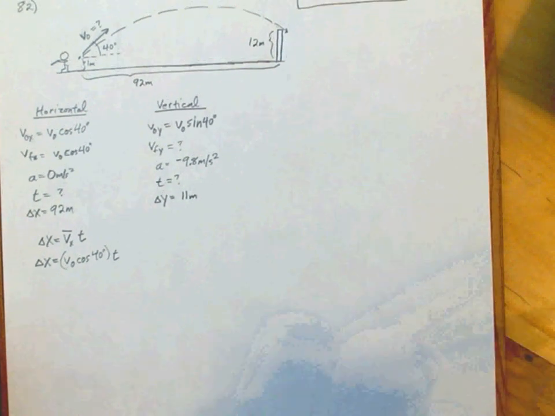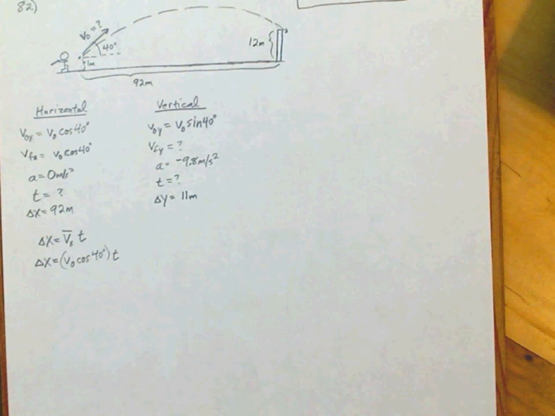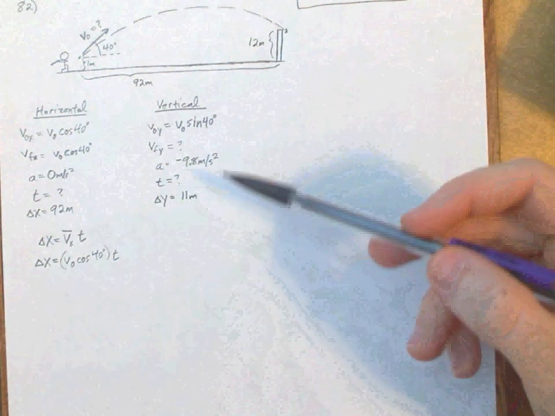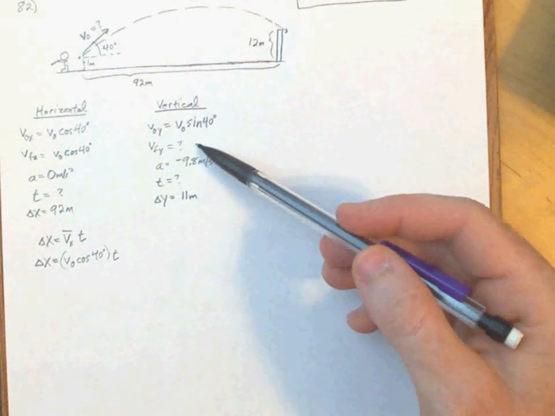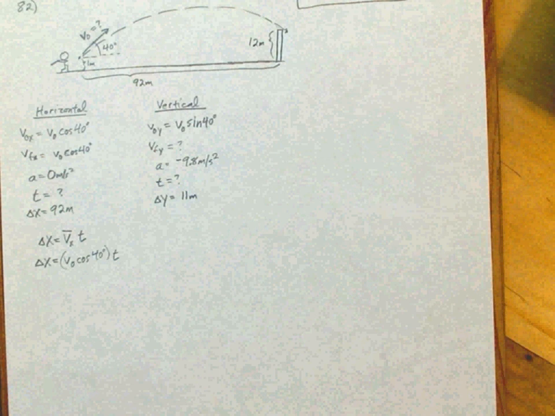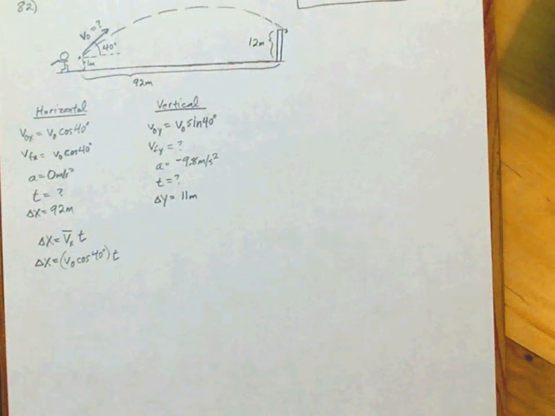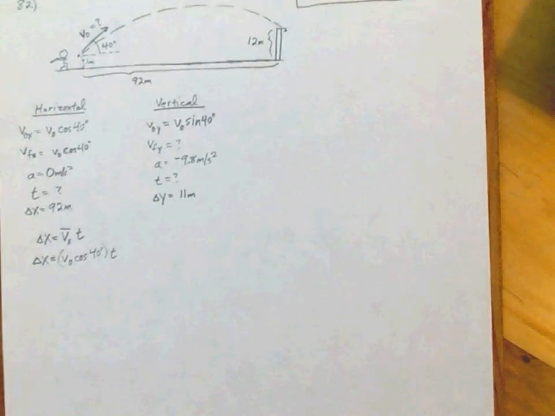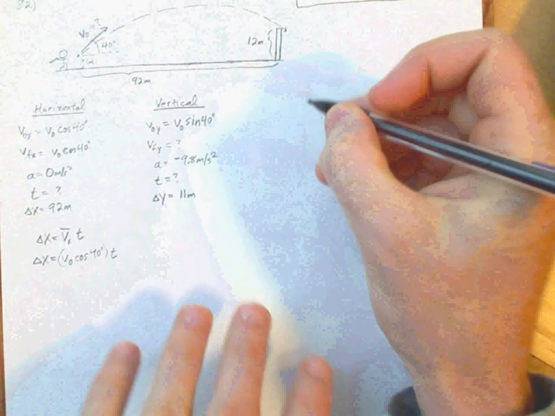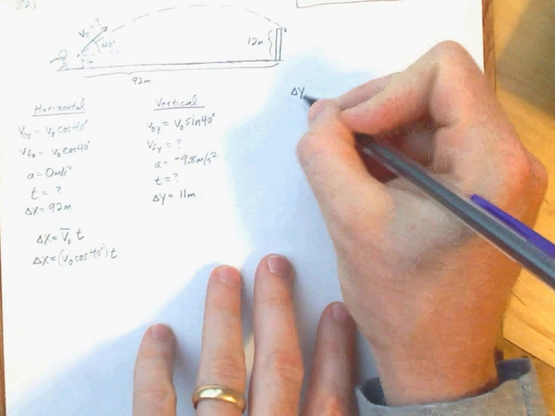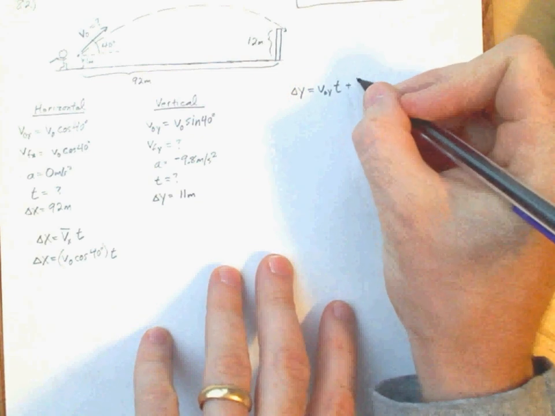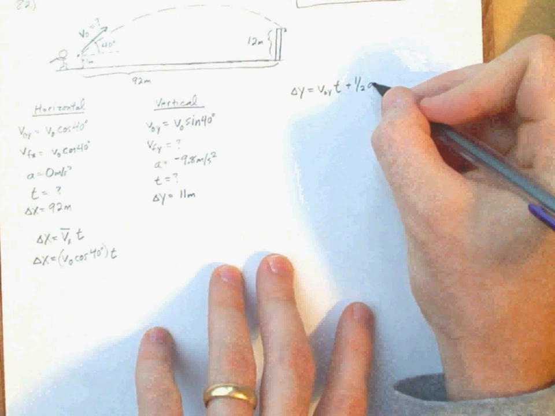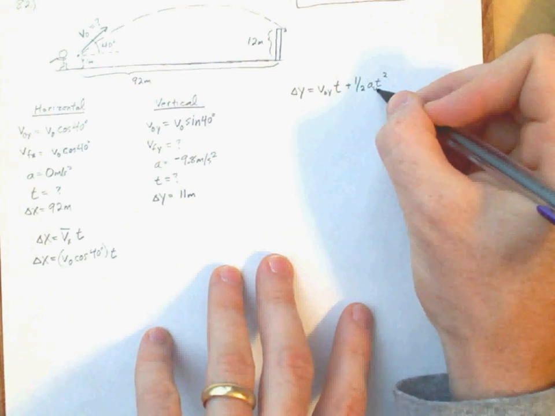Now let's try the vertical motion this time. Vertically, there's a multitude of things I can try. Since I know delta y, I know acceleration, one might think I could try to use v final y, except that I don't really know v original, and so that's not going to work so well. So instead, I'm going to go back to our table. I'm going to go back to delta y equals v original y times time plus 1/2 acceleration times time squared, and that's acceleration in the y direction.